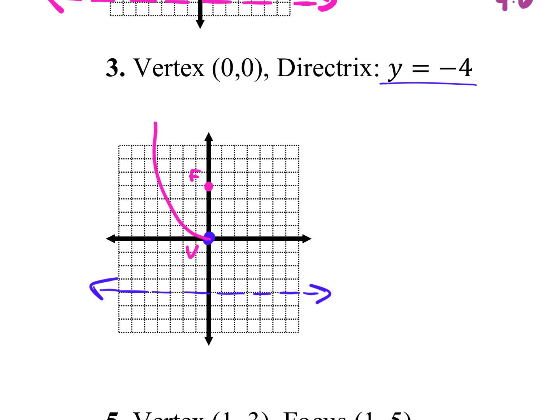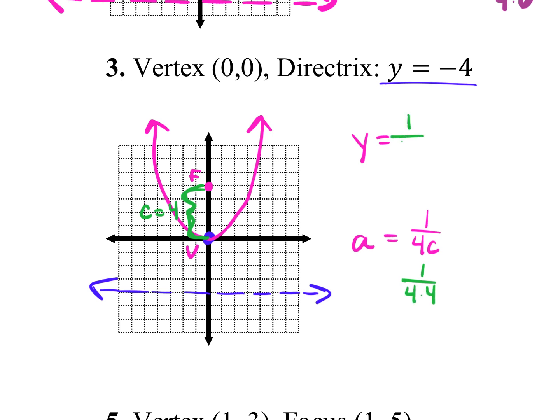Okay, so this opens up. Because it opens up, it's y equals, not x equals. So y equals, and then your A is always 1 over 4 times C. What is C? 4. C is this distance, from the vertex to the focus. So 1 over 4 times 4, or 1/16 x squared. Good on that?